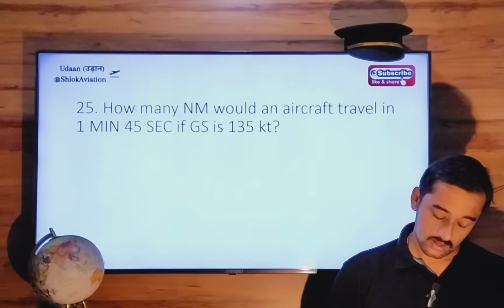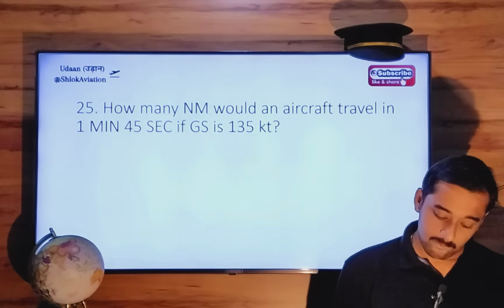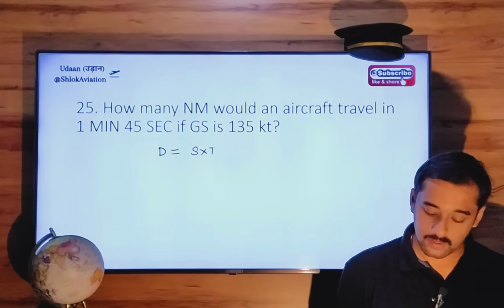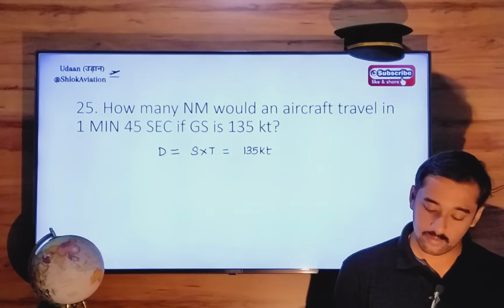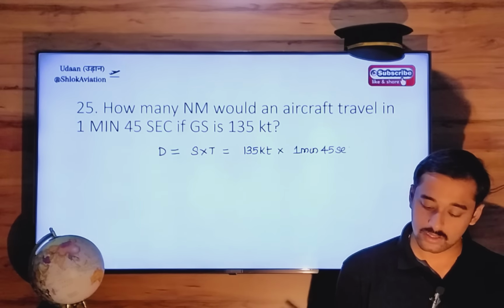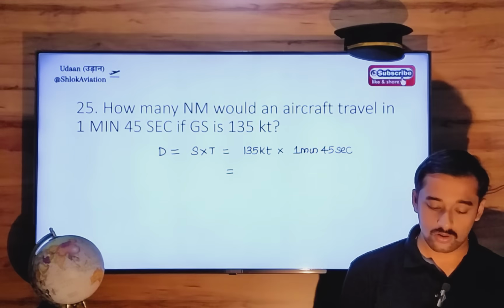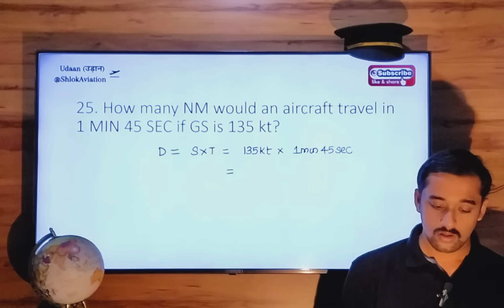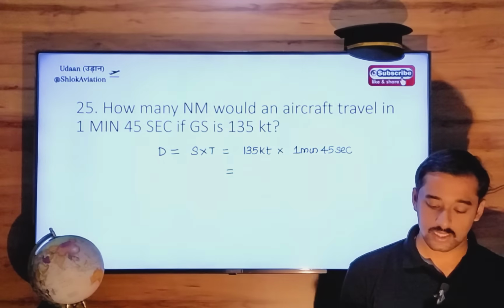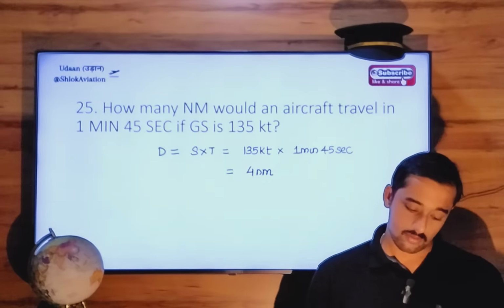Okay, next. How many nautical mile would aircraft travel in 1 minute 45 seconds? So distance is speed into time. Speed is 135 knots into 1 minute 45 seconds. So 135 into 1 minute 45 seconds is approximately 4 nautical miles.